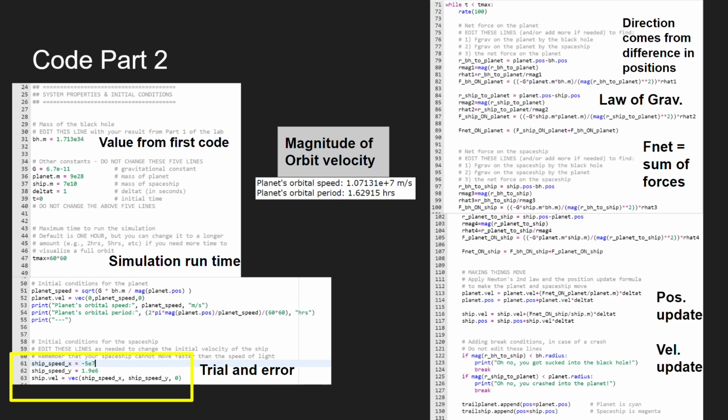The code from part 2 takes the value from the first code to calculate the new values. The simulation runtime is set to be 1 hour. The values for initial speed in the yellow box were determined from trial and error based upon the results from the code on the right.